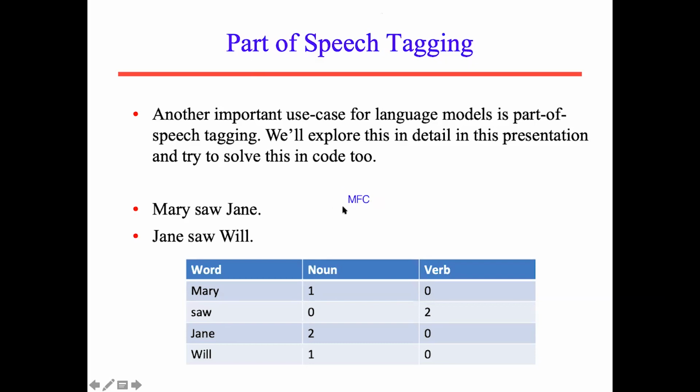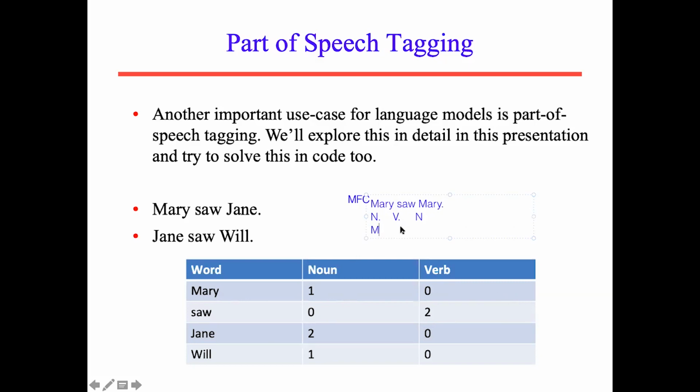So the MFC is called the most frequent class tagger, wherein if I have a sentence that says, Mary saw Mary, in this case, I will correctly tag my sentence as noun, verb, and noun. Because I see that Mary in my table has been used as a noun a lot more times than the verb. Saw has been used as a verb, and Mary has been used as a noun again.